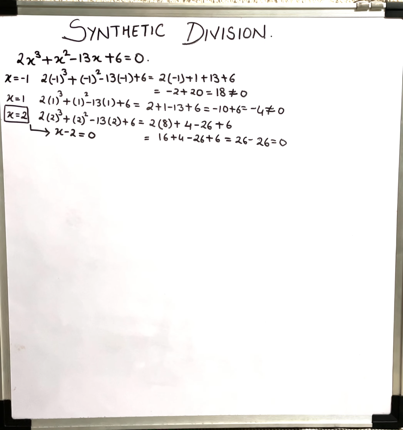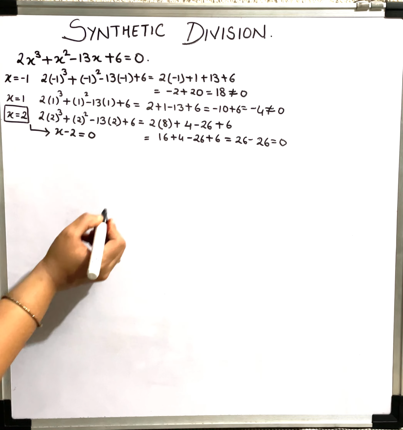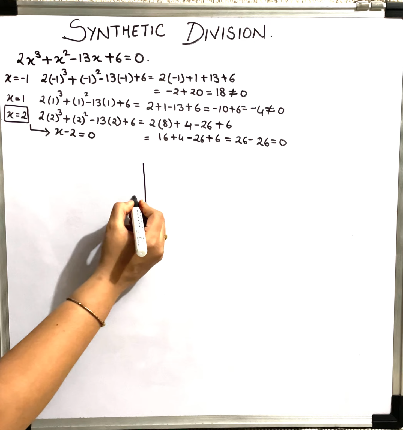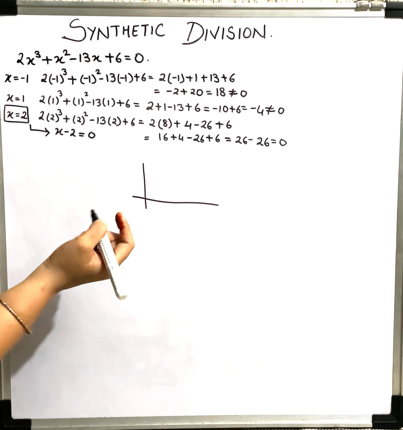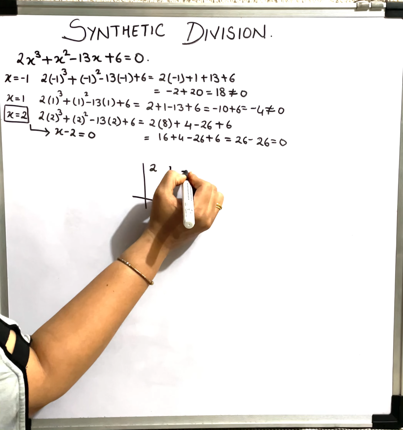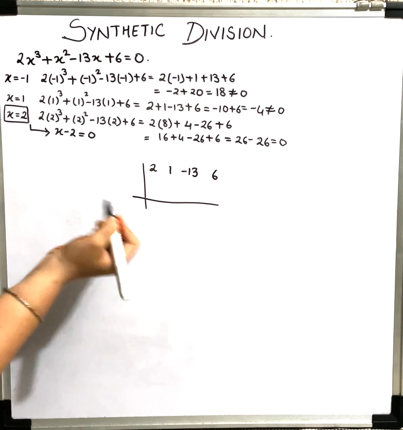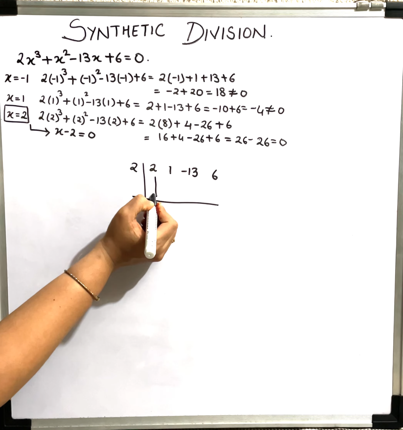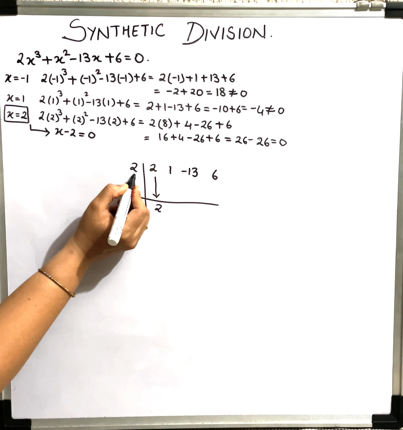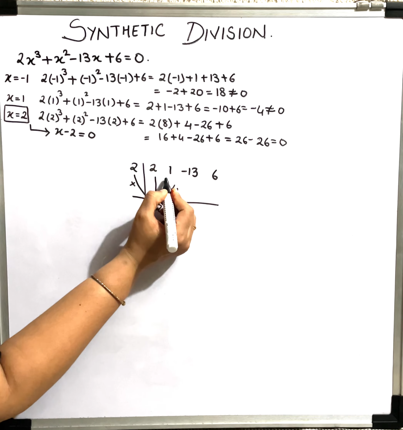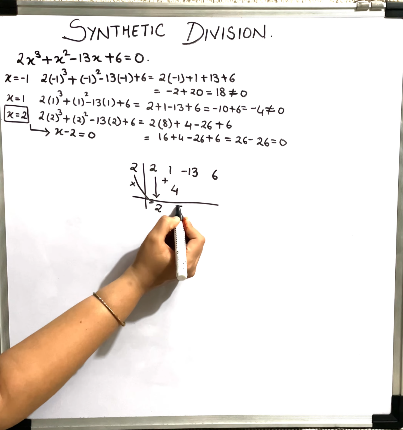Now we move ahead to the next step of synthetic division, which is writing down the coefficients of x in the given expression in the following format. Towards the right hand side of the line, we write down the coefficients of x, that is 2, 1, minus 13 and 6. Towards the left hand side, we write down the first factor, which is 2. Now carry 2, the first number, down as it is, and multiply it with the factor. So 2 into 2 gives me 4. Add it up. 1 plus 4 gives me 5.